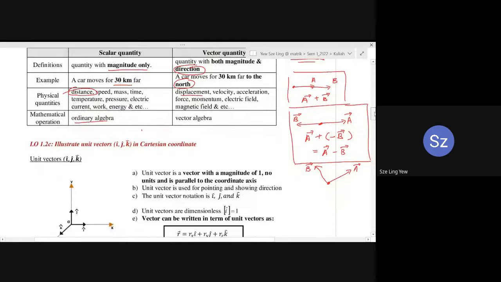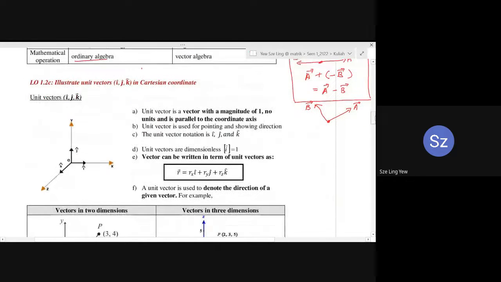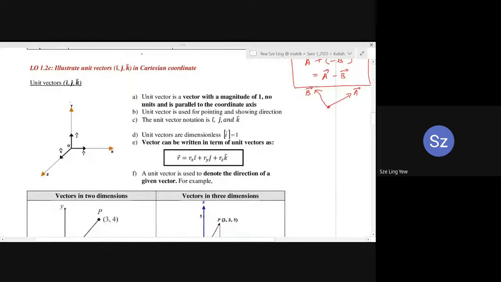Okay, so next, illustrate the unit vector in terms of Cartesian coordinates. So now you have something in 2 dimensions or 3 dimensions. So we are going to use unit vector to represent it. So a unit vector is a vector with magnitude of 1. So it is dimensionless. Now, dimensionless means no unit. Sometimes the question will just use the term dimensionless, so it means no unit. Okay, and it is always parallel to the coordinate axis. So unit vector is used for pointing and showing direction.